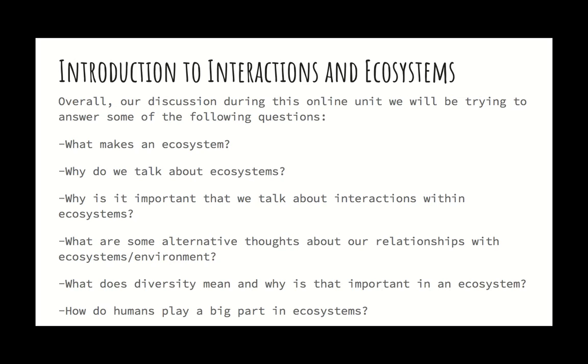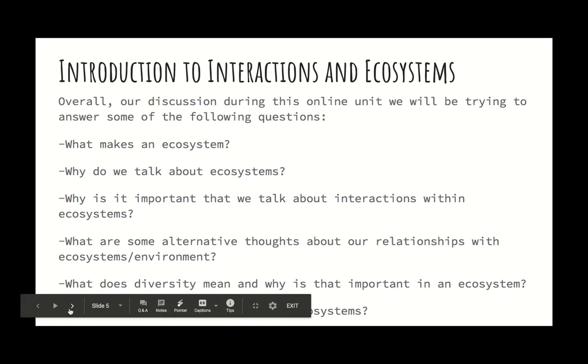So, like Aboriginal thoughts as opposed to European thoughts about ecosystems. What does diversity mean, and why is it important in an ecosystem? And how do humans play a big part in the way that ecosystems run and function? And why is it important for us as humans to pay attention to that? Okay, so we're going to go to the next slide.